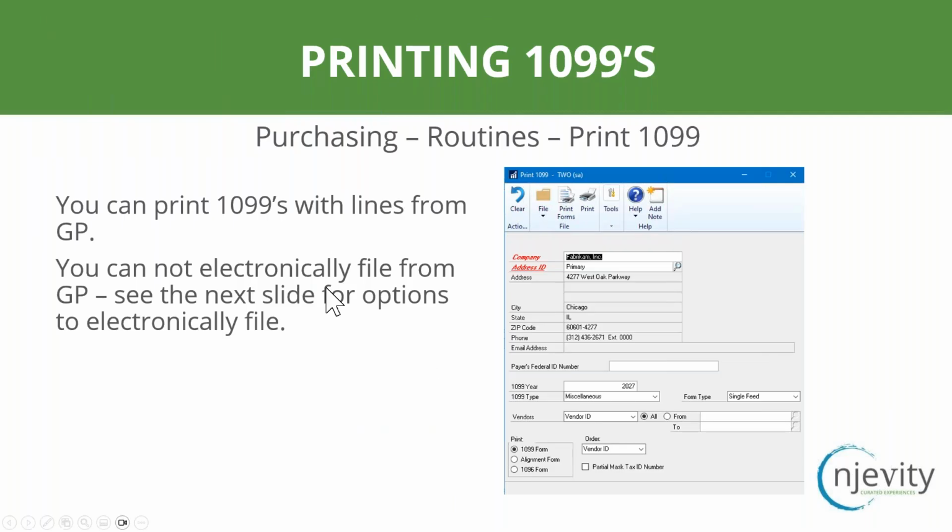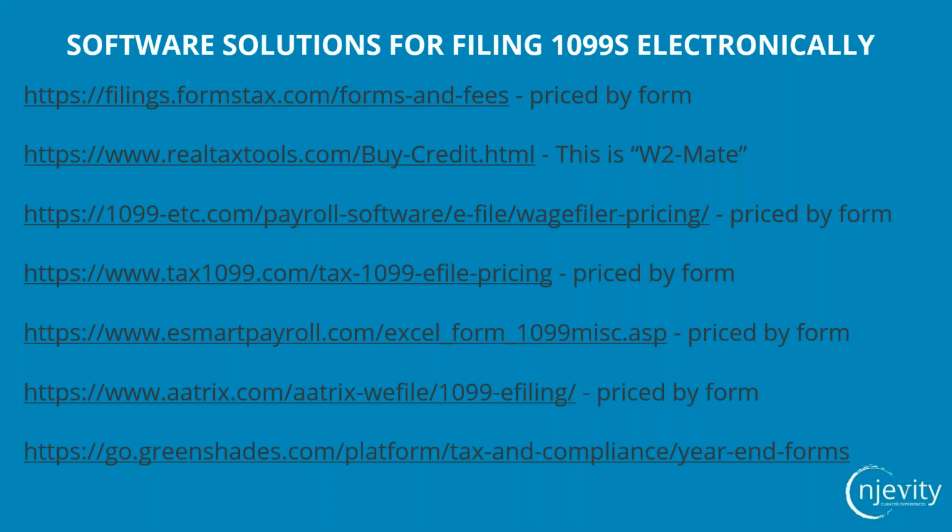GP does not have the ability to electronically file 1099s, so we've given you a whole lot of options out here. If you need information on any of these, feel free to email support@Ingevity. I know we have a lot of customers who use W2 Mate. It's really very straightforward. I think you print an edit list from the 1099 window, import it into W2 Mate, and it prints and files the W2s for you.